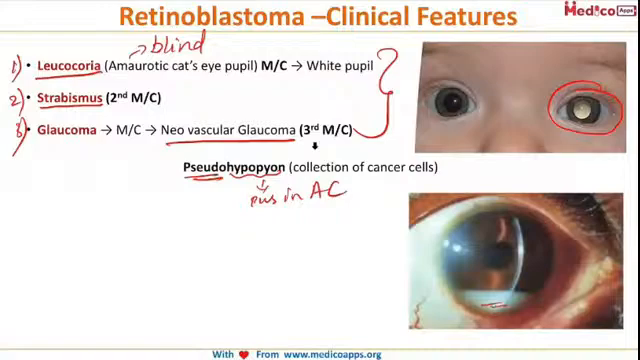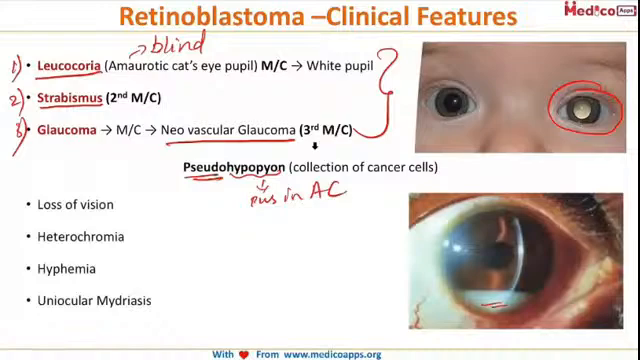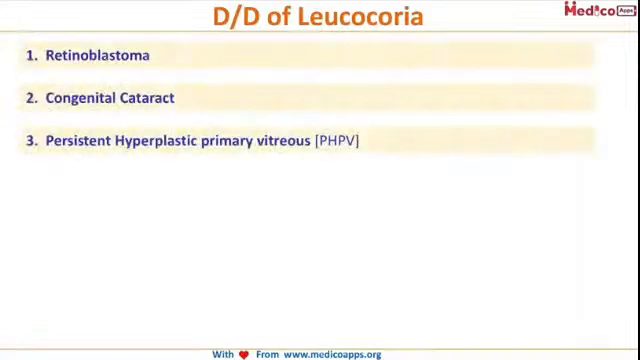Now some other features that can be presenting features are loss of vision, heterochromia, that is 2 differently colored eyes, then hyphema and uniocular mydriasis. By hyphema I mean blood in the anterior chamber, and uniocular mydriasis is nothing but one pupil is dilated and the other is normal. This is a dangerous sign when you see it in a child.